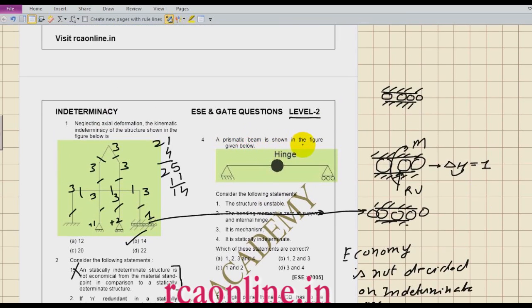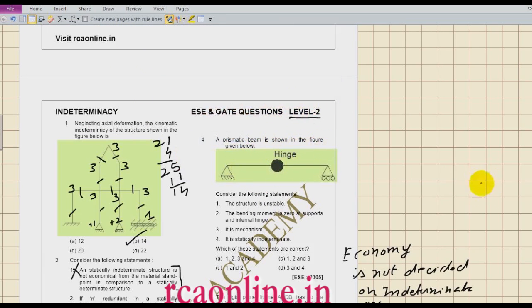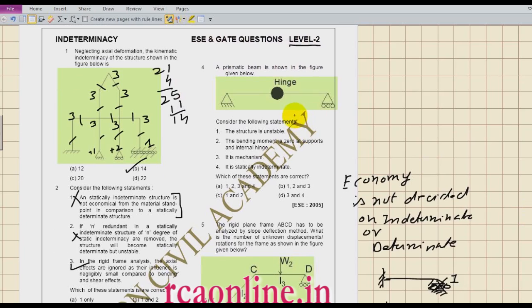Now see the next one. A prismatic beam is shown in the figure. Consider the following statements. So this is the beam. What is its static indeterminacy? 2 here, 1 here, so 3 minus 3 minus 1 because of the hinge. So minus 1. So the structure is unstable. Very correct. The bending moment is 0 at the support and internal hinge. Okay, no issue. It is a mechanism. Yes, it is a mechanism. Is it statically indeterminate? No, it is not statically indeterminate.